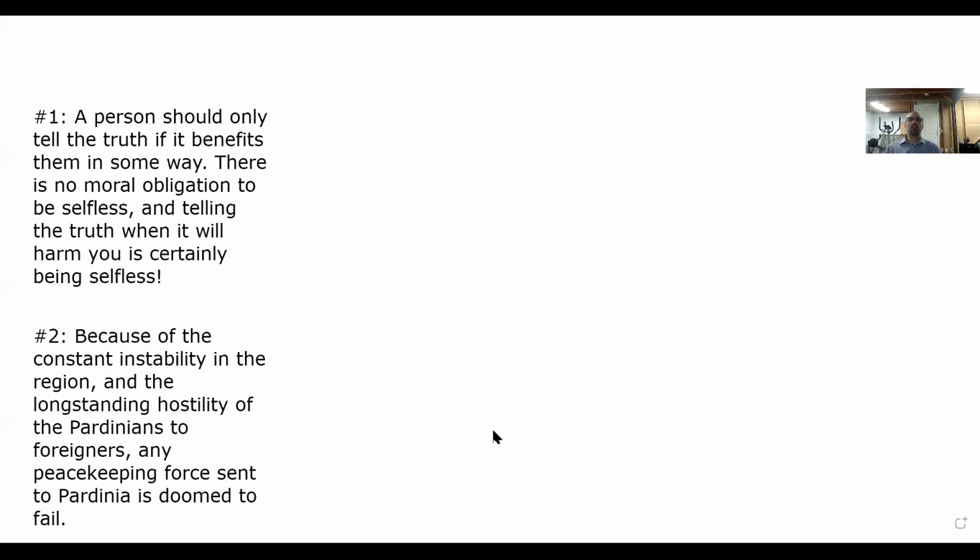So let's start with the first one. A person should only tell the truth if it benefits them in some way. There is no moral obligation to be selfless, and telling the truth when it will harm you is certainly being selfless. So we'll do our standardization first.